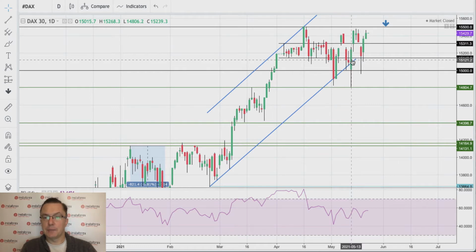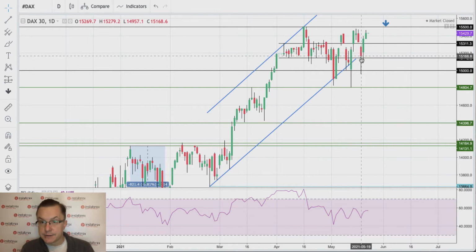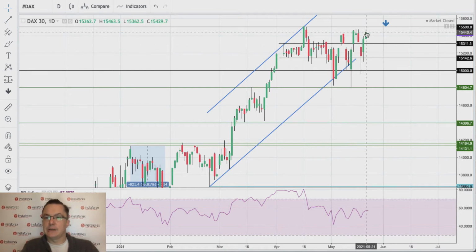Very nice move up, and then we almost hit the highs from the 16th of April. Move down, but this is the higher low again. Long down shadow, which means there is demand coming in here, and recently we are getting towards 15,500, which is the key technical resistance.